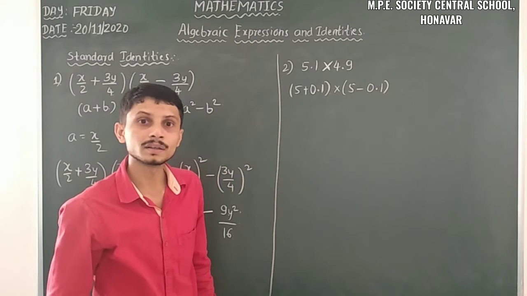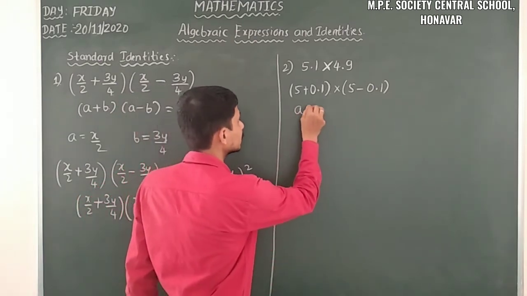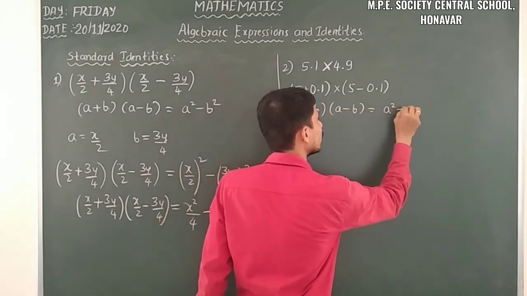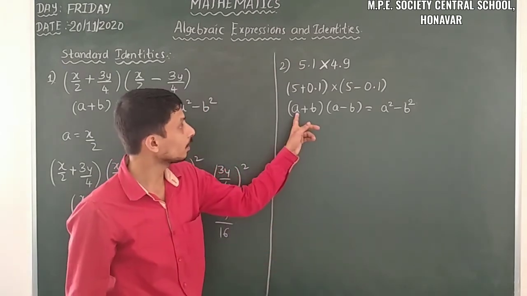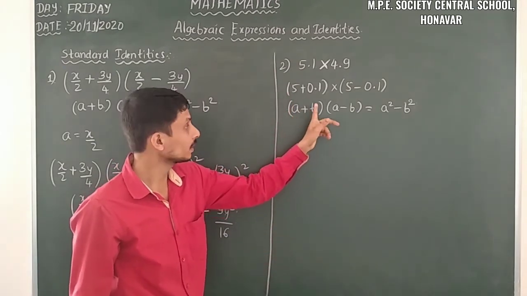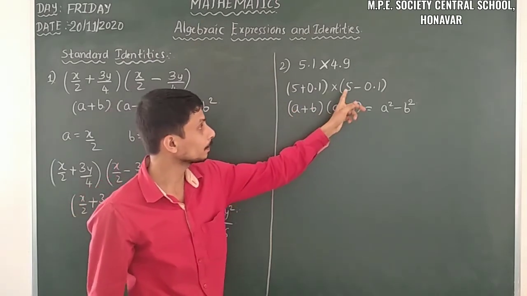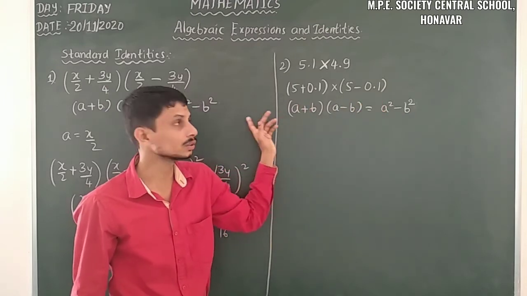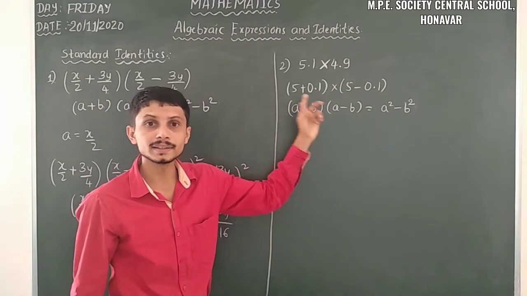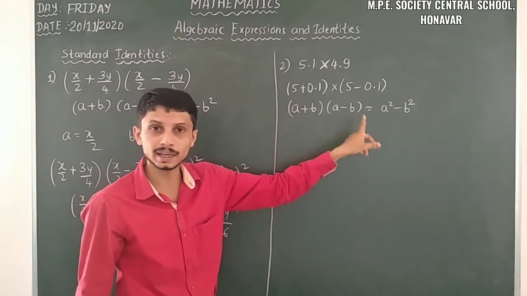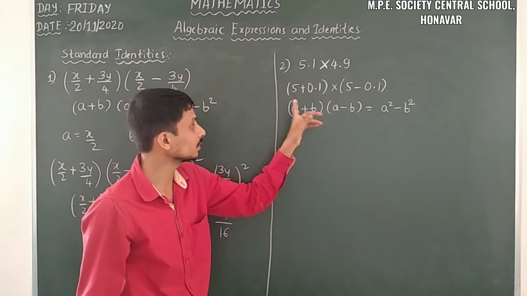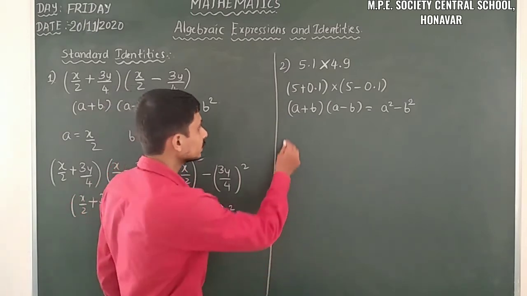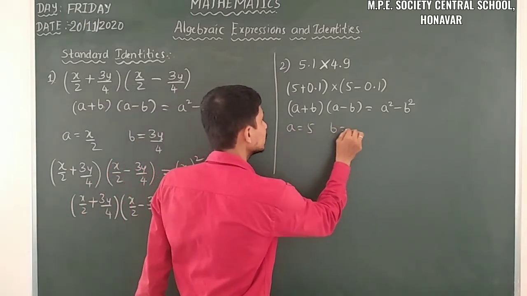So this is in the form of (a plus b) into (a minus b). Let us insert the standard identity here: (a plus b) into (a minus b) is equal to a square minus b square. Here we have 5 in place of a and 0.1 in place of b, and here also the same thing. So this complete LHS is in the form of the LHS of the standard identity. That's why we insert 5 in place of a and 0.1 in place of b. So let us take a equal to 5 and b equal to 0.1.